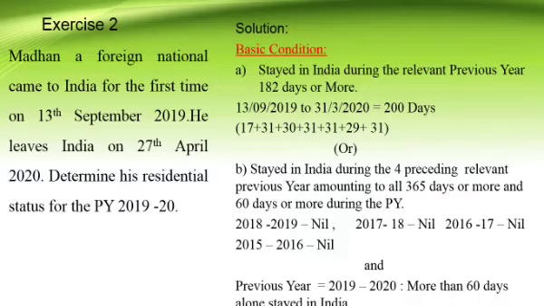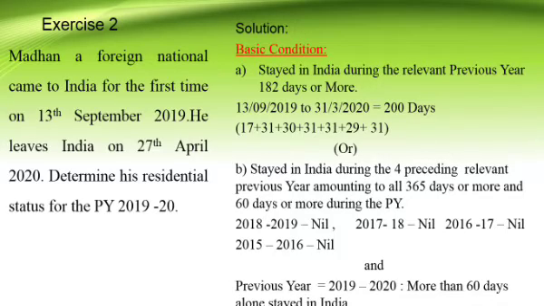Okay, let's see exercise number 2. Madan, a foreign national, came to India for the first time on 30th September 2019. He leaves India on 28th April 2020. Determine his residential status for the previous year 2019-20. Madan is a foreign national and came to India for the first time. Before that he had not stayed in India, which helps us find his residential status easily.